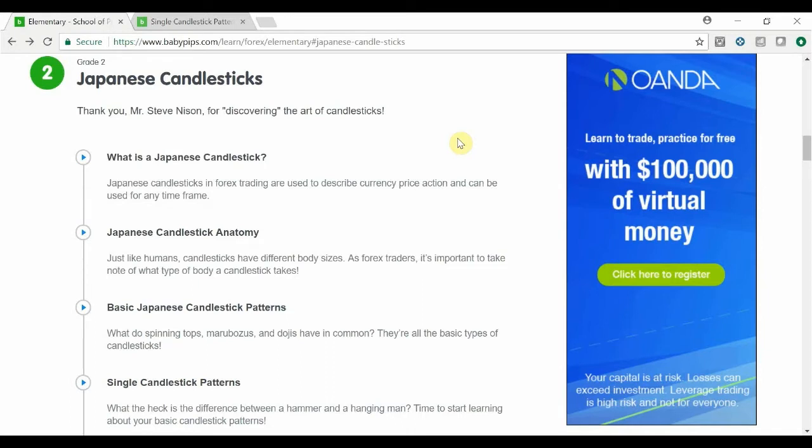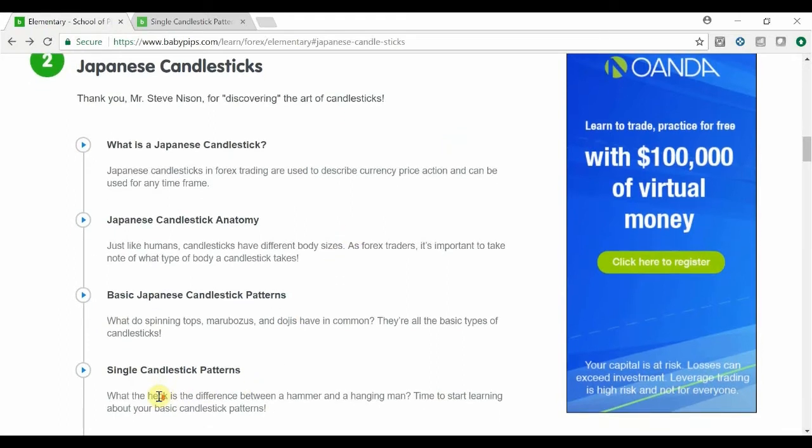So in this video, we are in grade 2, part of the elementary school, looking at Japanese candlesticks. And in particular, we'll be focusing on single candlestick patterns. Now, this is probably going to be one of my favorite videos.